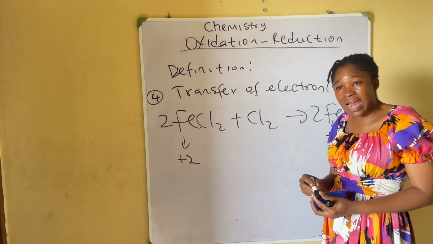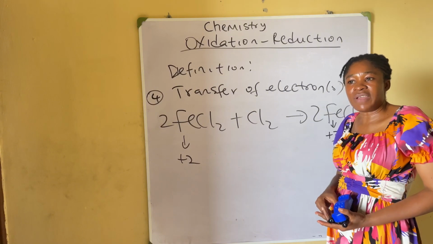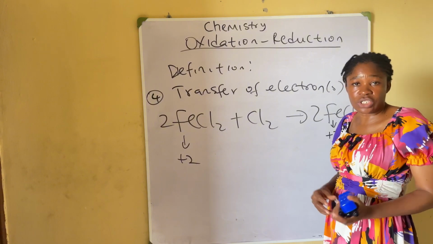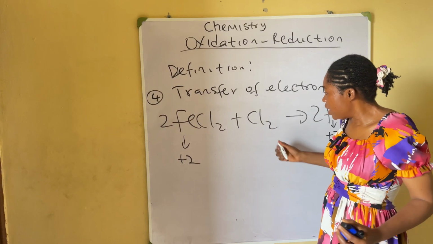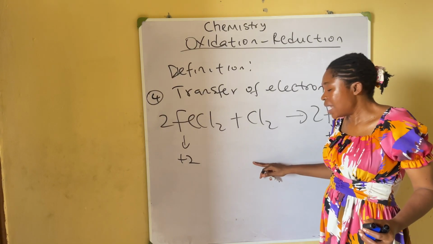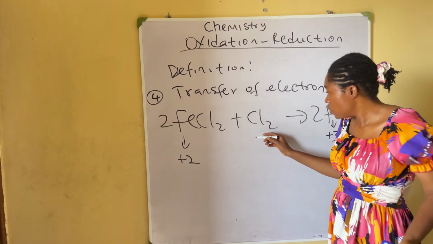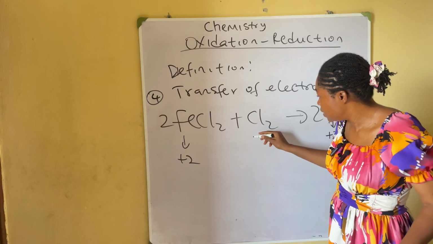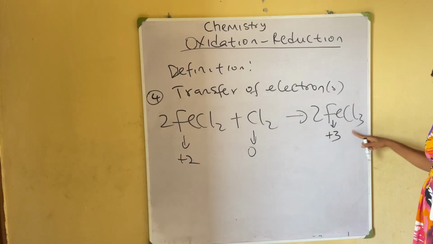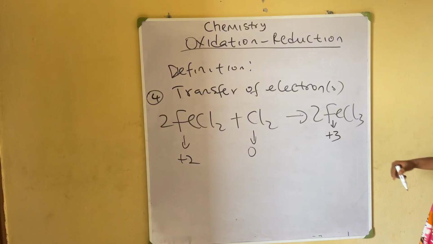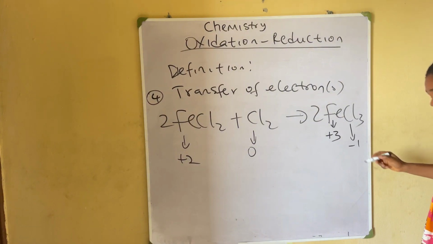Remember, I did a video on how to calculate oxidation number. That video will help you a lot if you are having challenges on how to calculate oxidation number. Element in its uncombined state has the oxidation number of 0. So this chlorine is not combined with any element. The oxidation number of chlorine here is 0. What about this, iron 3 chloride? The oxidation number of chlorine in chloride is always -1. So here chlorine is -1.